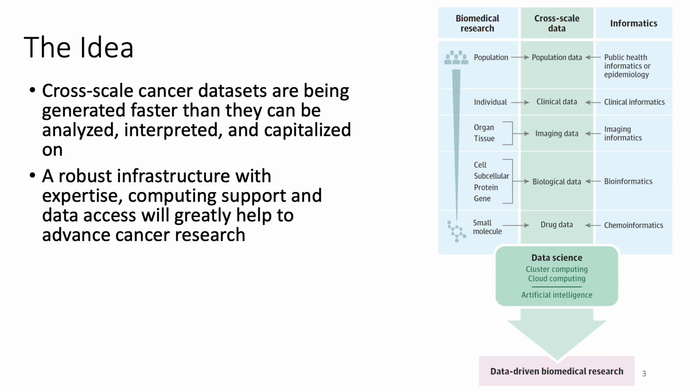And then in the past, we developed different informatics to handle all these different data sets at different levels. At the population level, we have public health informatics or epidemiology. At the clinical individual level, we have clinical informatics. At the organ and tissue level, we have imaging informatics. At the cellular or subcellular level, we have bioinformatics. And at the small molecular level, we have chemoinformatics.